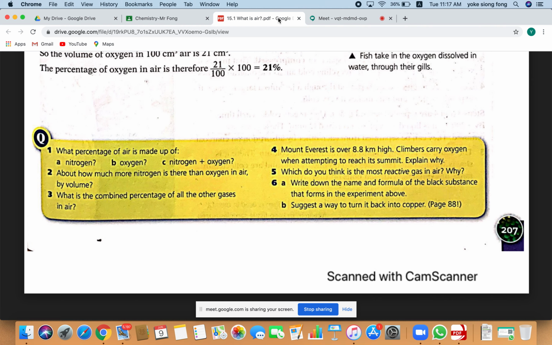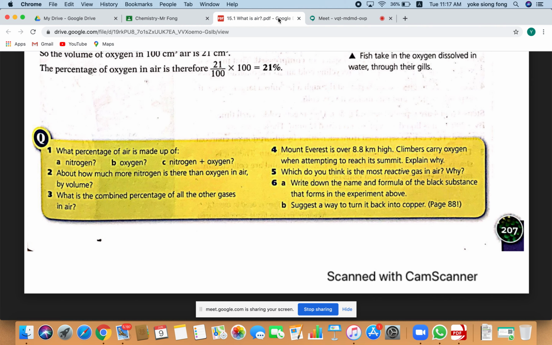Then for number 5, which do you think is the most reactive gas in air? Oxygen. The answer is oxygen. Why? The answer here is a great many things burn in oxygen. Again, the most reactive one is oxygen. A great many things burn in it, which means burn in oxygen. So the most reactive is oxygen.